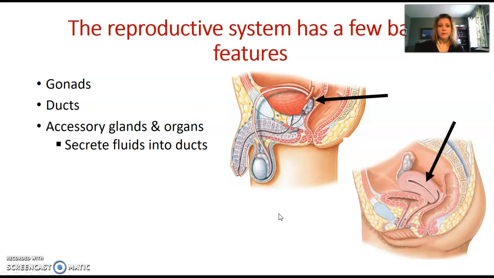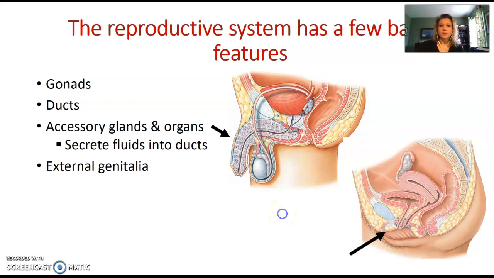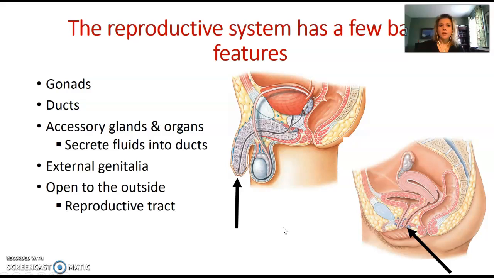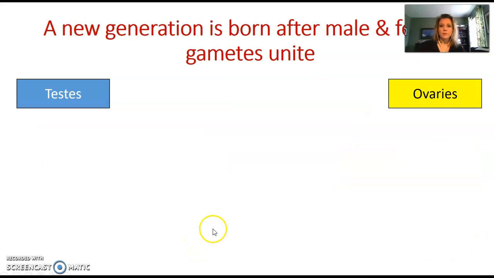We also have accessory glands and organs, and these function to secrete fluids into the ducts. Both systems have external genitalia, and they are both open to the outside environment. The opening of the urethra in the penis is where you get that opening in males, and the opening of the vagina is how it connects to the outside environment in females. Once male and female gametes unite, we get a new generation.